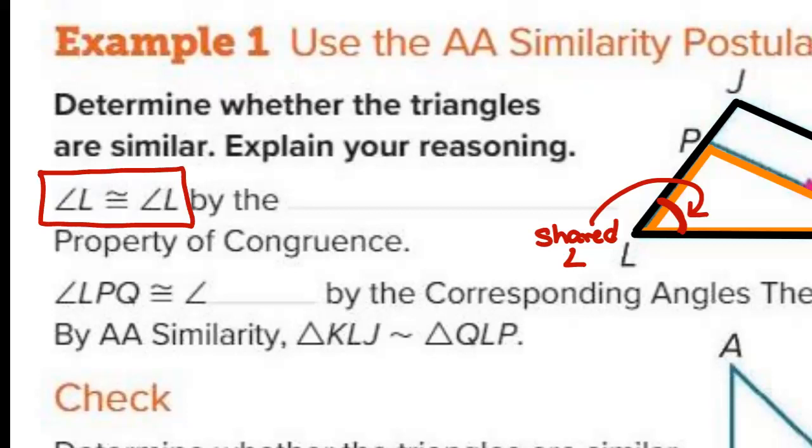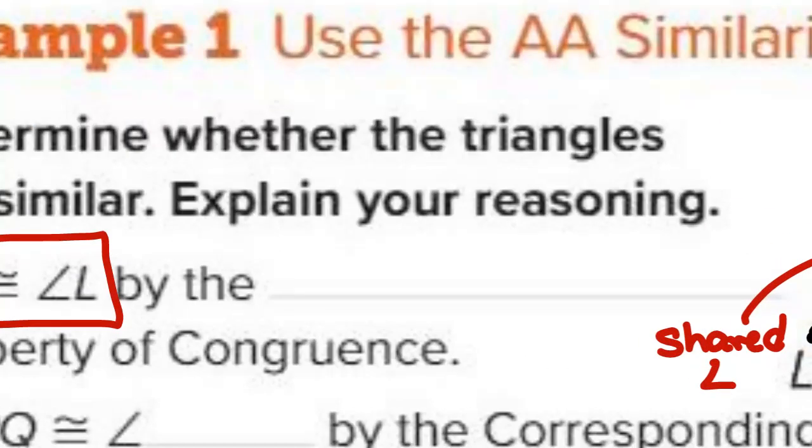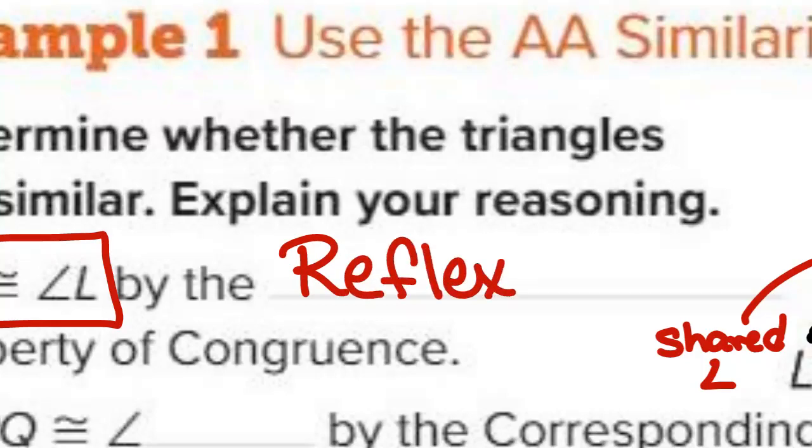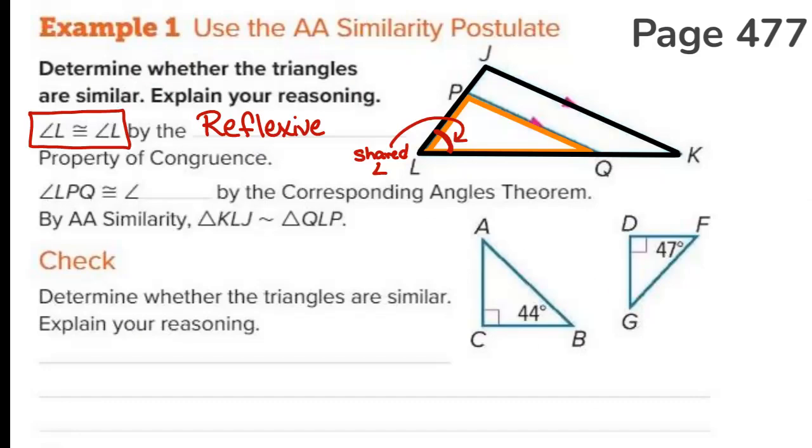What did we use in proofs from first semester to say that a shared side was congruent to itself? Does anybody remember? What property did we use to say that a shared side was congruent to itself? Reflexive, yes. So a shared angle would be congruent to itself by that same property. The reflexive property tells me that that shared side is congruent to itself. And then it tells me that we have some corresponding angles.